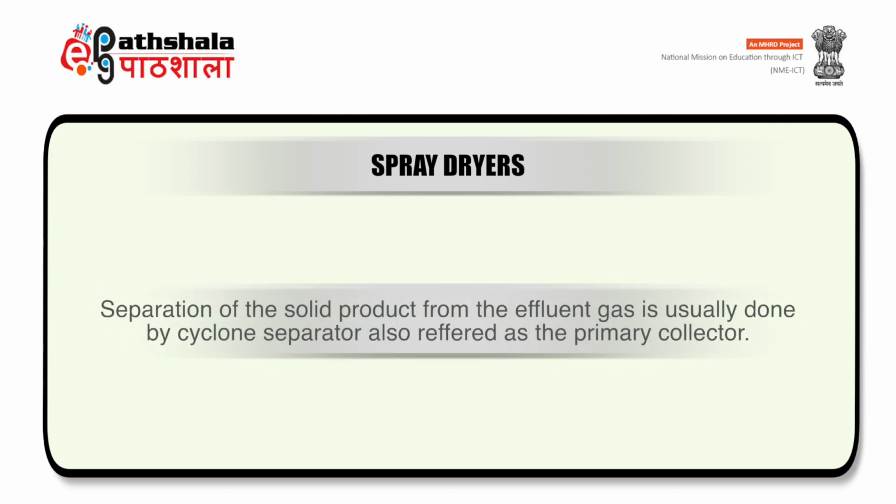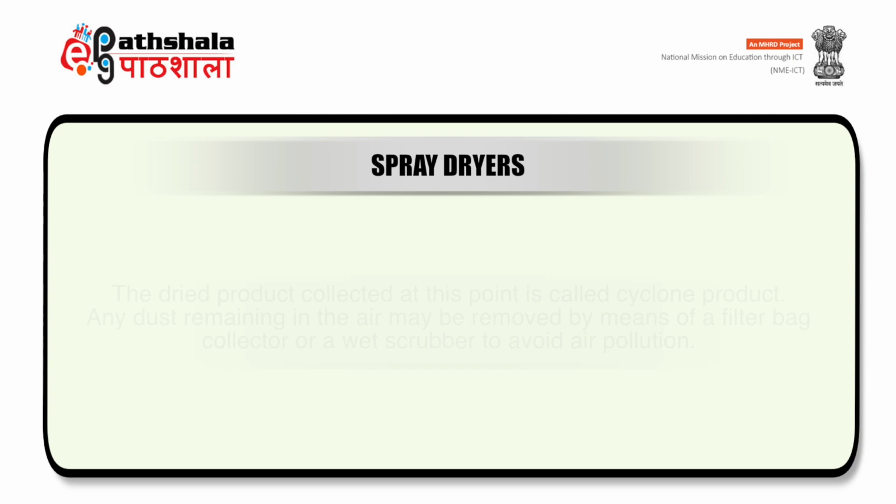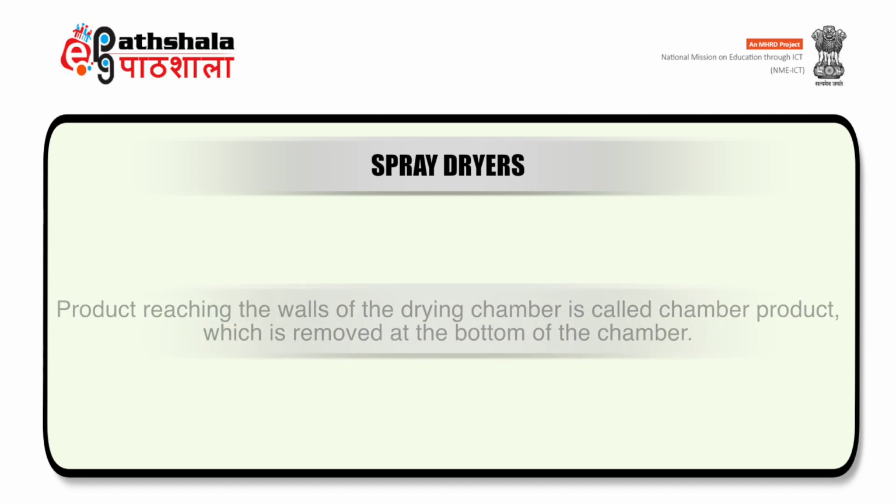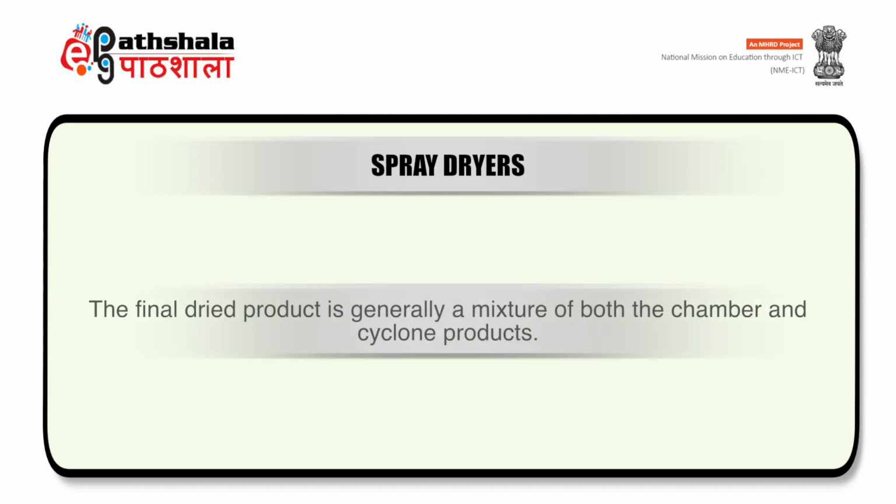Separation of solid product from the effluent gas is usually done by cyclone separator, also referred to as the primary collector. The dried product collected at this point is called cyclone product. Any dust remaining in the air may be removed by means of a filter bag collector or a wet scrubber to avoid air pollution. The product reaching the walls of the drying chamber is called chamber product, which is removed at the bottom of the chamber. The final dried product is generally a mixture of both the chamber and cyclone products.